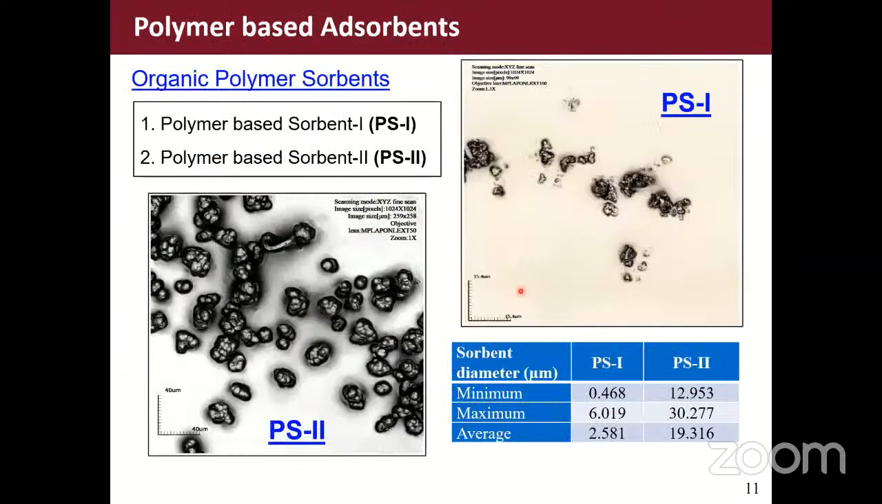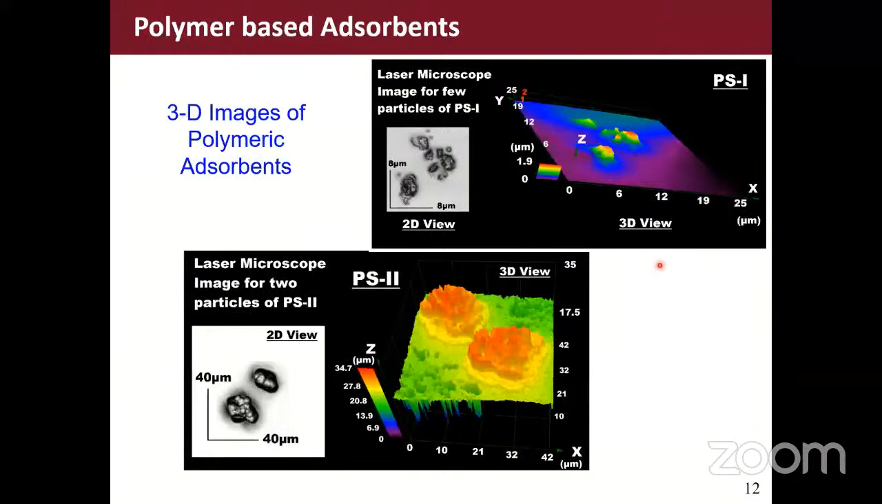Most of the time we use different kinds of materials. In the past we have been using polymeric sorbents and polymer based absorbents. In the literature you can find some papers on materials mainly developed by Japanese researchers, polymeric sorbent 1 and 2. These materials have a particle size of about 1 to 20 micrometers. Here are 3D images of these materials, so you can see how the pore size and pore volume exist in these materials.